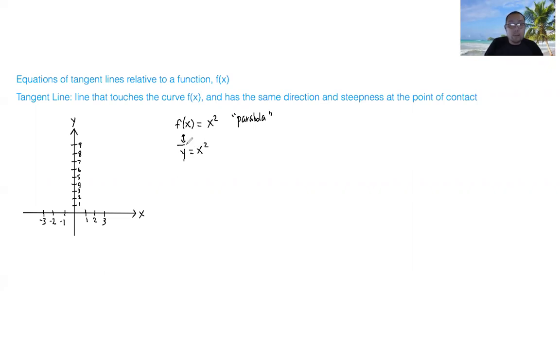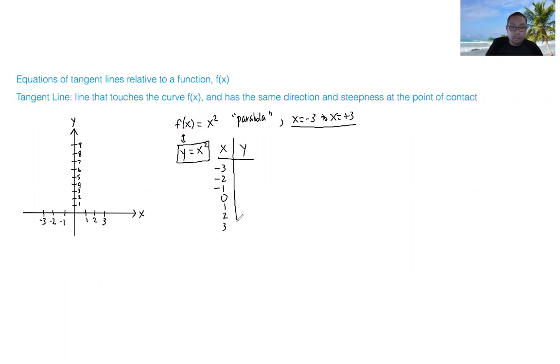Last time we said that once you have something in this form, you can plot your function to see what it looks like using a coordinate table. Just like last time, let's define this function over the interval from x is equal to -3 to x is equal to +3. That means we're going to evaluate this function from x is equal to -3 all the way to x is equal to +3.